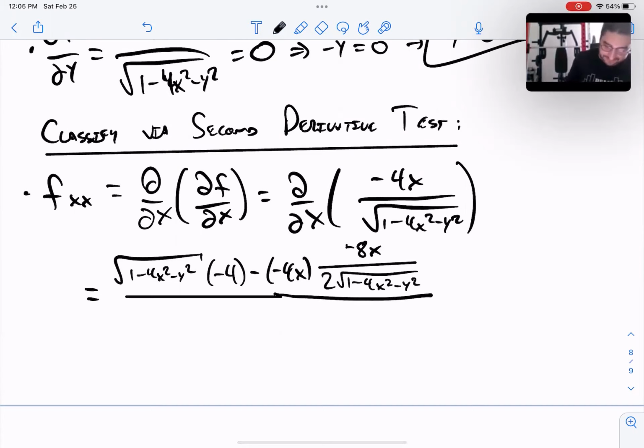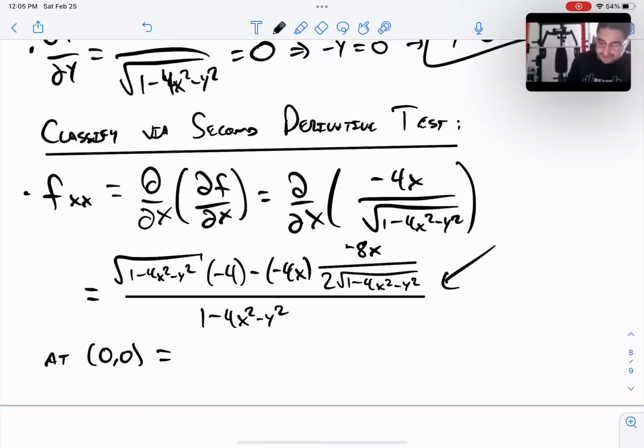There you go, all over low squared. Right, there's my second partial. And now this is the second partial in general at x, x. Fortunately, I don't need it at a general x, x. I need it at 0, 0.